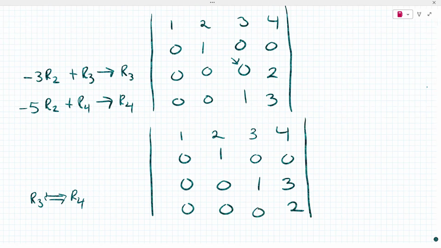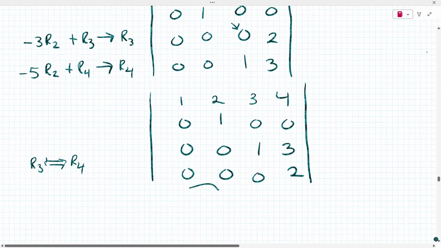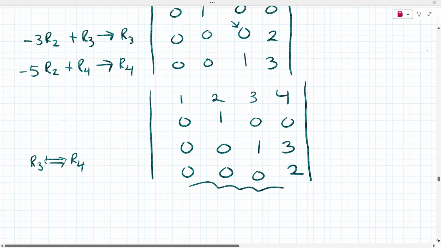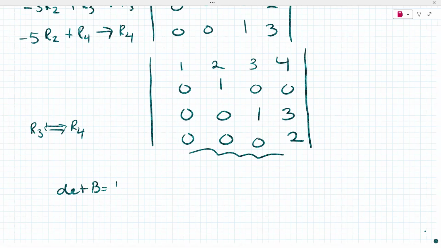Okay. So yeah, this is definitely determinant B. So what is my determinant for B? We got the zeros. Now we just multiply the diagonals. So it's basically 1 times 1 times 1 times 2. And that gives me 2. So the determinant of B is 2.